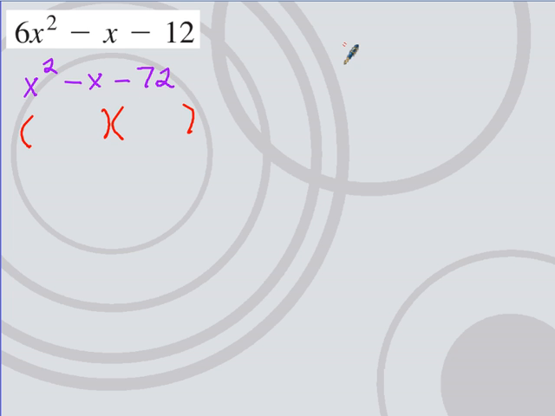Just to give you a preview, I talked about trial and error a while ago. To give you a preview of what trial and error looks like, and you don't have to write this down, it's just scary, don't do it. What you would do is you'd try to come up with two things like maybe 2x and 3x that multiply to give you 6x squared. Then you'd come over here and try to come up with two things that multiply to give you negative 12, which is like a negative 3 and a positive 4.